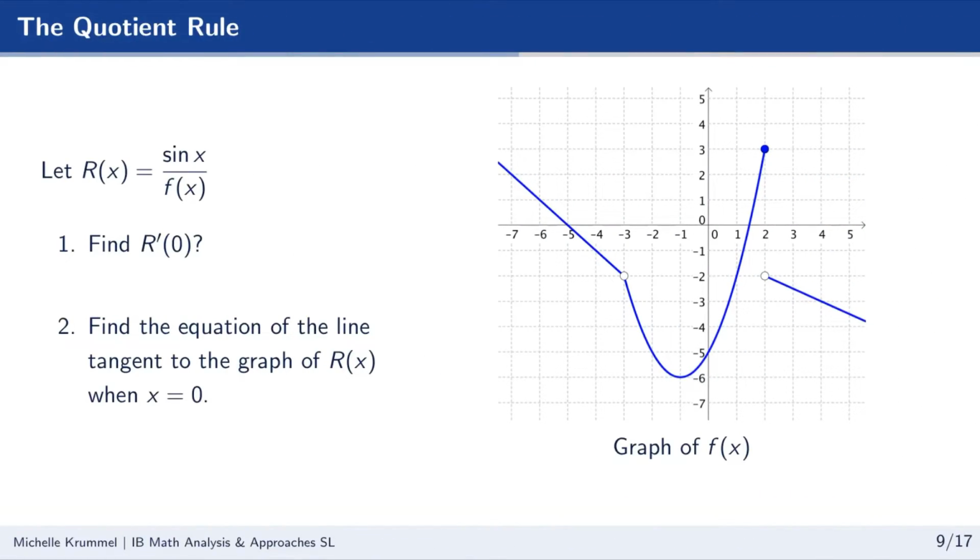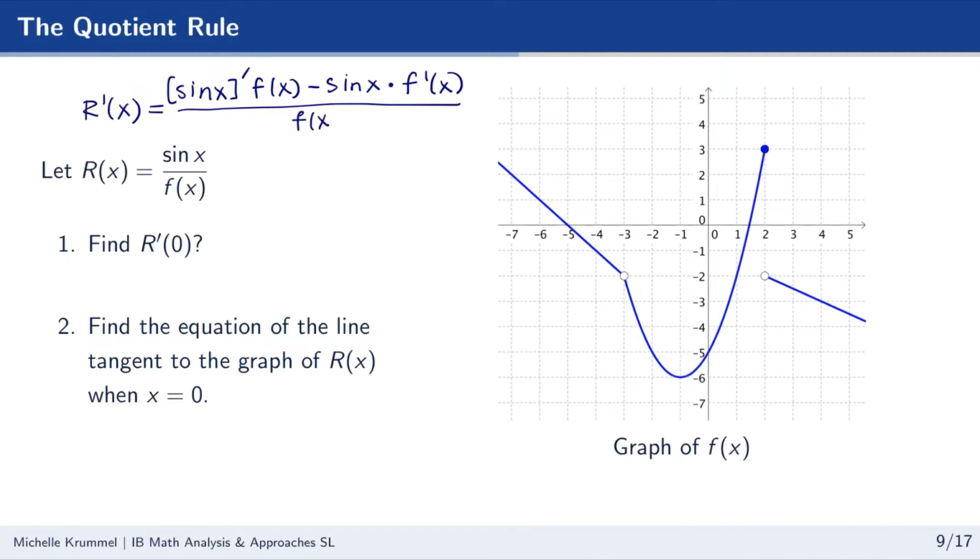Let r of x equal sine of x over f of x. Find r prime of 0. So first we find r prime of x. R prime of x equals, we're going to use the quotient rule here. So it's the derivative of the top times the bottom minus the top times the derivative of the bottom over bottom squared.